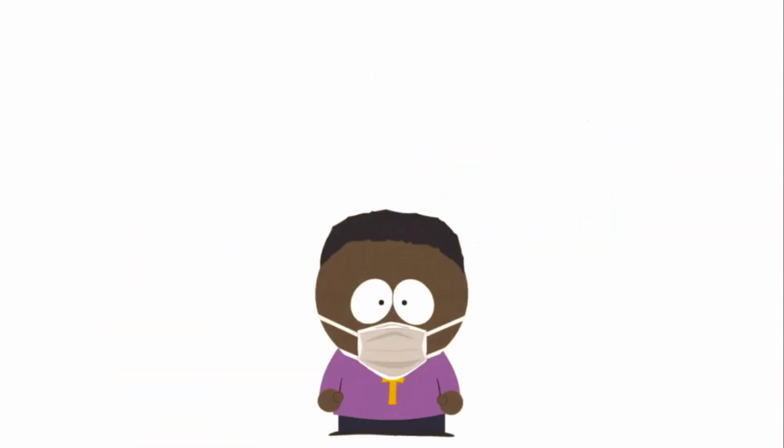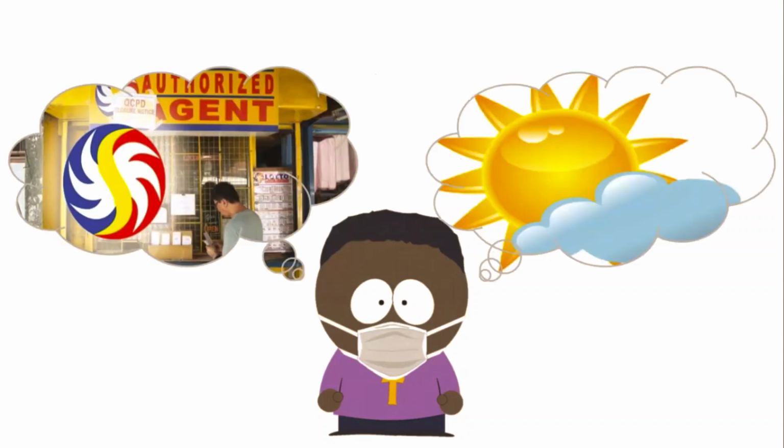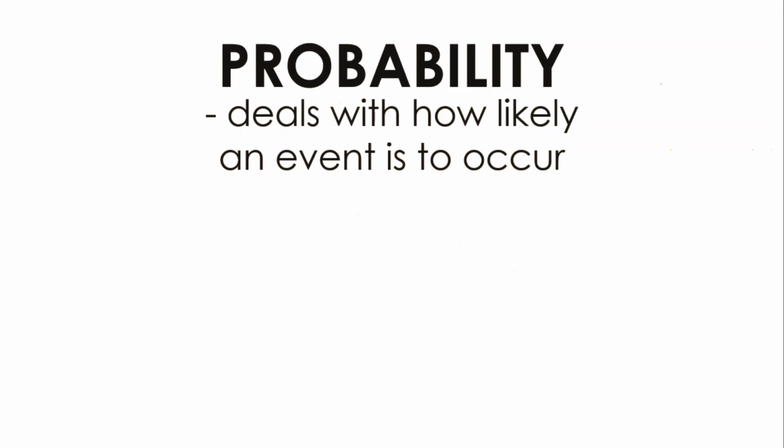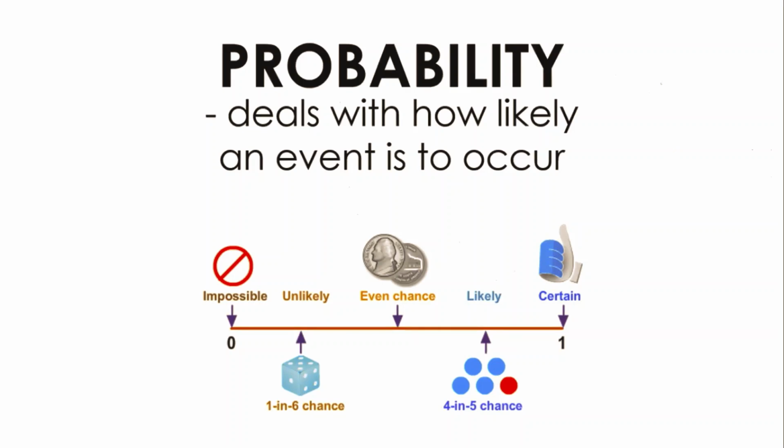When we were young, or even until today, we sometimes think of betting in the lottery or guessing the weather the next day. Sometimes we get it right, but most of the time we don't. This uncertainty can be quantified through the notion of probability. Probability is the study of mathematics that deals with how likely an event is to occur. It describes the likelihood of an event through numbers, with 0 being impossible and 1 being certain.